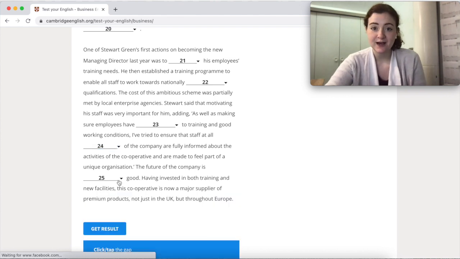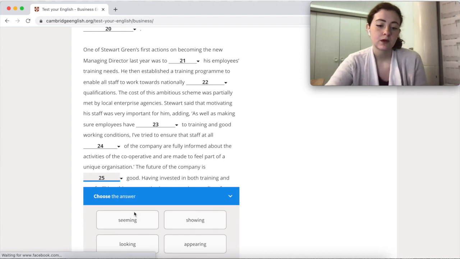And number 25: seeming, showing, looking, appearing. The future of the company is seeming good, is showing good, is looking good, is appearing good.